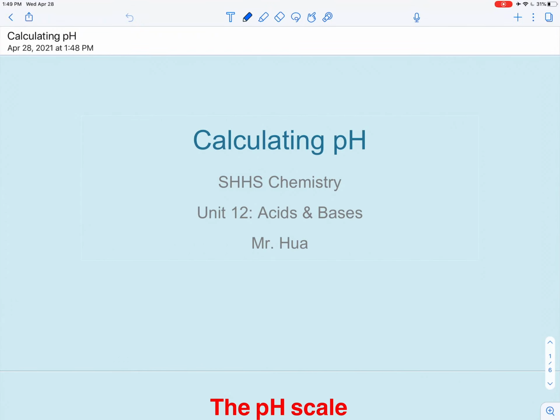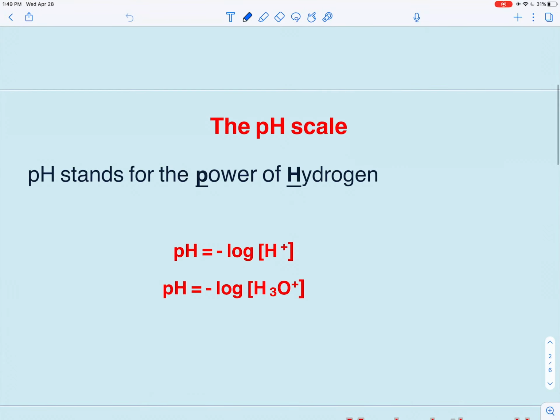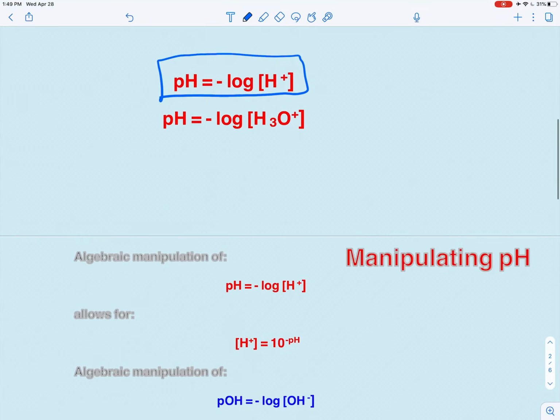All right, hey everyone. Today we are going to talk about how to calculate the pH and do some math. So, the pH scale stands for power of hydrogen. And so, the formula for pH is right here. pH equals the negative log of the concentration of hydrogen. So, you will need a scientific calculator to do these problems.